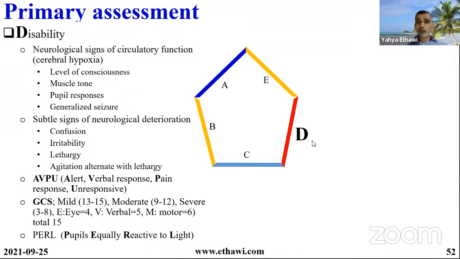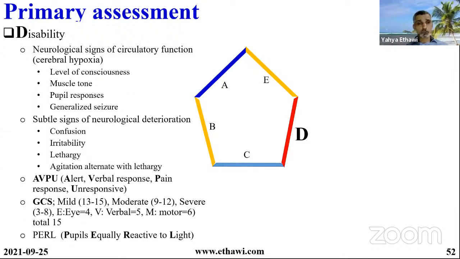And D is what we call disability. What are the consequences of being sick on your systems? So we have neurological signs of circulatory failure, such as the level of consciousness. And when we say circulatory failure, we mean less oxygenation or less oxygen going to the brain. And these are change in consciousness, muscle tone, pupil response, and presence or absence of seizure. There are subtle signs of neurological deterioration, such as confusion, irritability, lethargy, agitation alternating with lethargy.